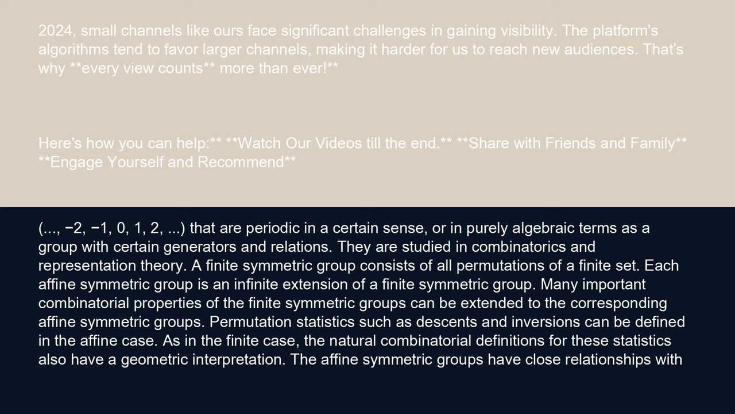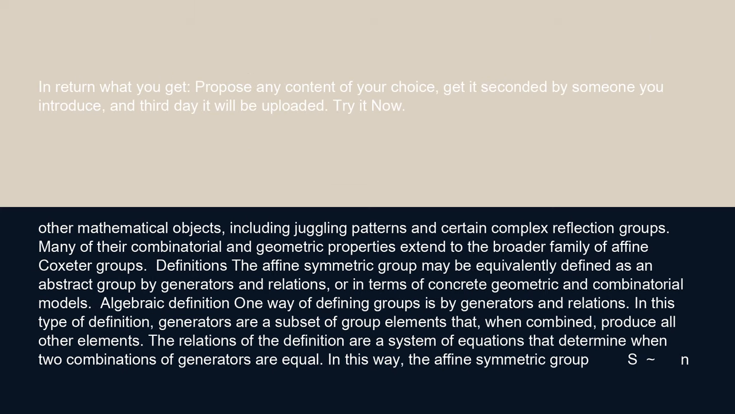The affine symmetric groups have close relationships with other mathematical objects, including juggling patterns and certain complex reflection groups. Many of their combinatorial and geometric properties extend to the broader family of affine Coxeter groups. Definitions: the affine symmetric group may be equivalently defined as an abstract group by generators and relations, or in terms of concrete geometric and combinatorial models.